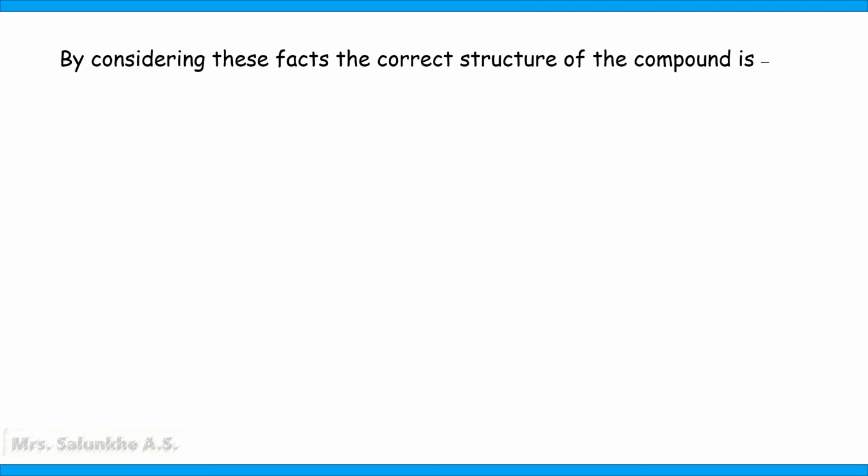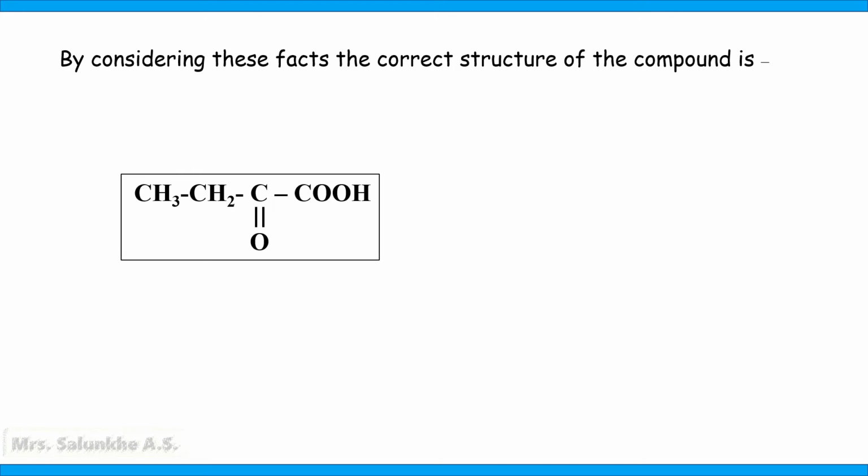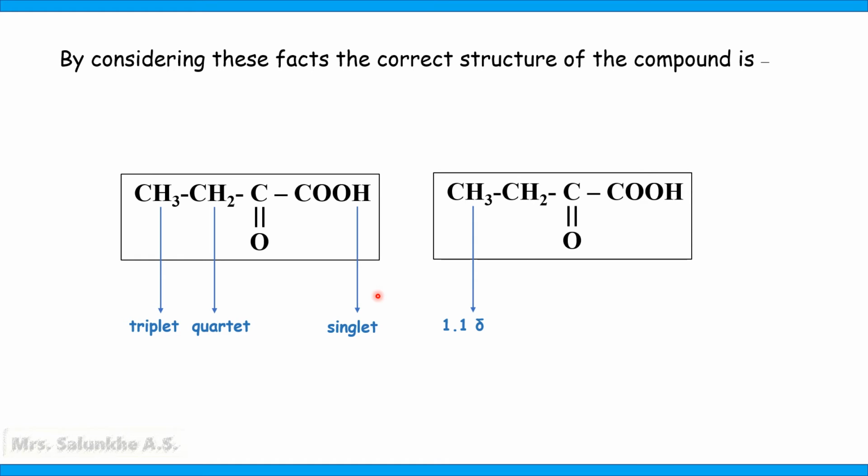And thus this is the structure of the compound, and these are the signals for each group of protons. CH3 gives a triplet, CH2 gives a quartet, and COOH gives a singlet. CH3 gives a triplet as there are 2 non-equivalent adjacent protons. CH2 gives a quartet as there are 3 non-equivalent adjacent protons, and the OH group proton gives a singlet. And the corresponding chemical shift values are like this.